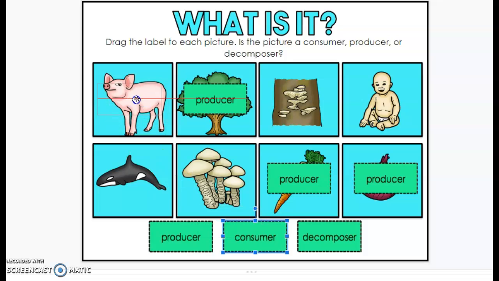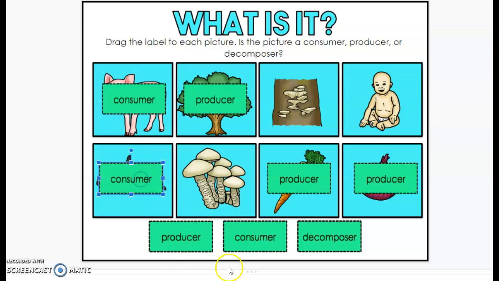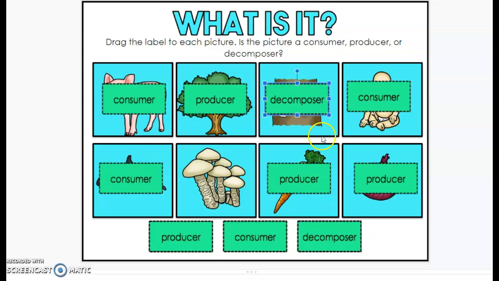Consumers eat producers. So that would be like a pig, a whale, or a human. And then finally, decomposers break down dead producers or consumers, dead organisms. So that would be something like mushrooms.